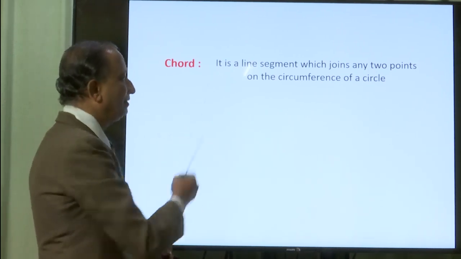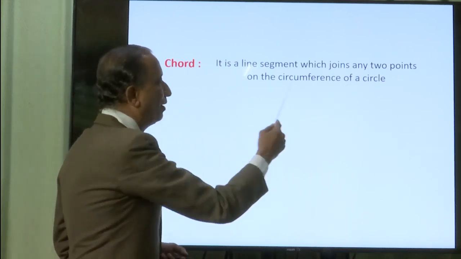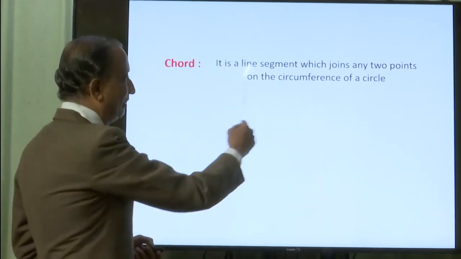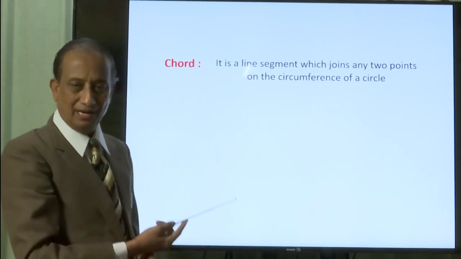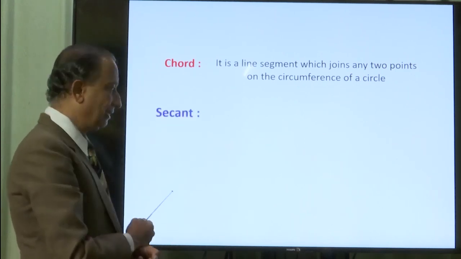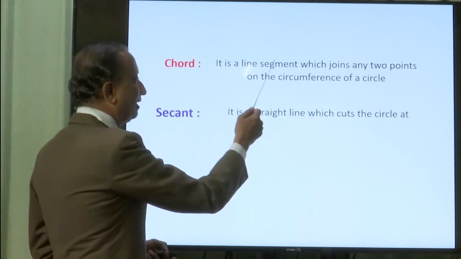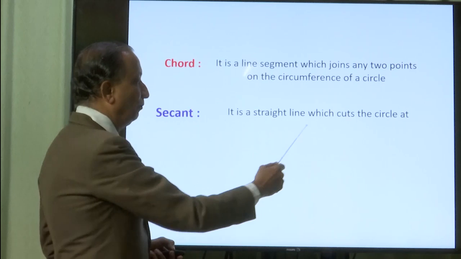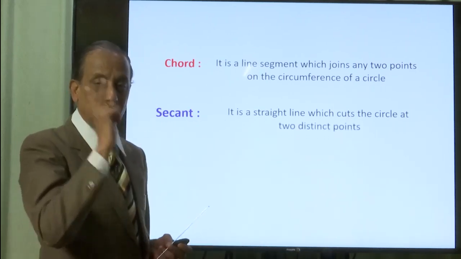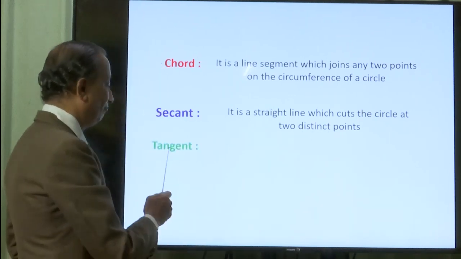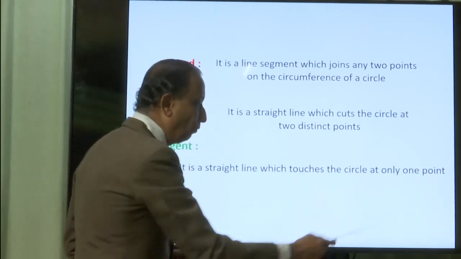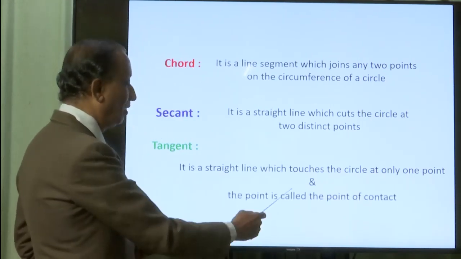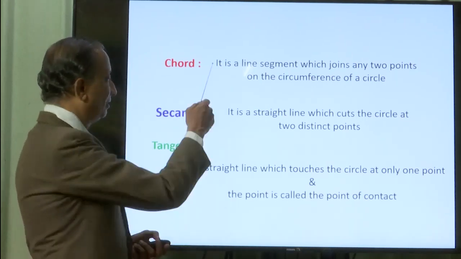First of all, chord. Chord is a line segment which joins any 2 points on the circumference of a circle. You can take any 2 points on the circumference, join them, the line segment is called the chord, and you know the diameter is the longest chord. Now, secant. Chord is a line segment, whereas secant is a straight line which cuts this circle at two distinct points, separate points. And finally, tangent is a straight line which touches this circle at only one point, and the point is called the point of contact. So, these are the definitions for a chord, secant and a tangent.